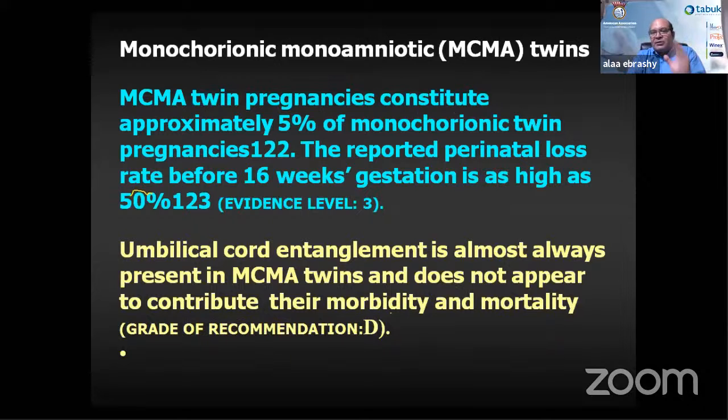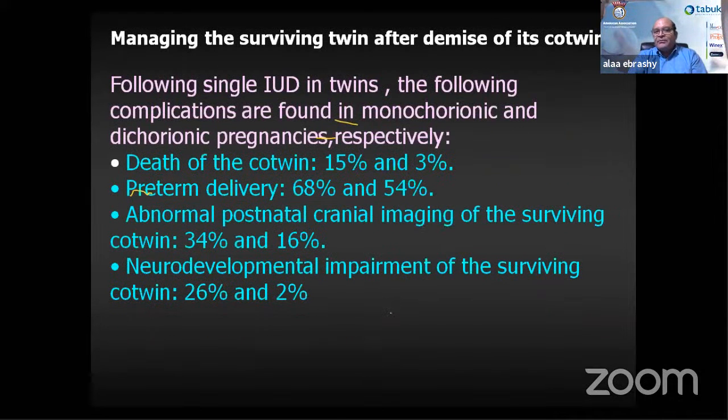Monochorionic monoamniotic. This is a very clear type and a very dangerous type of monochorionic. Only 5% of the monochorionic are of this type. You don't find any intervening membrane between them. So be careful to diagnose monochorionic monoamniotic. It is extremely important because entanglement of the cord is present in every case. The cord is entangled in every case. And it has a very high possibility of perinatal morbidity and mortality.